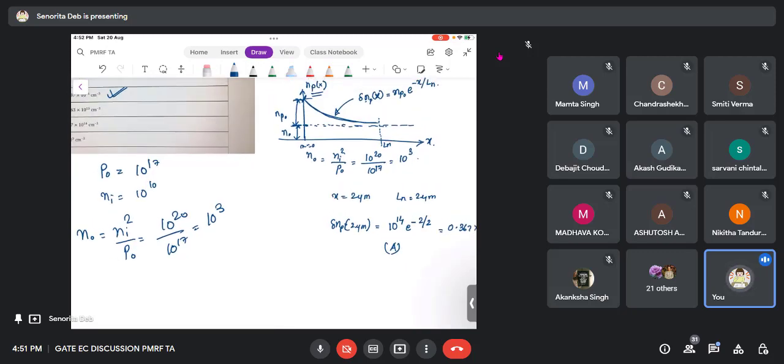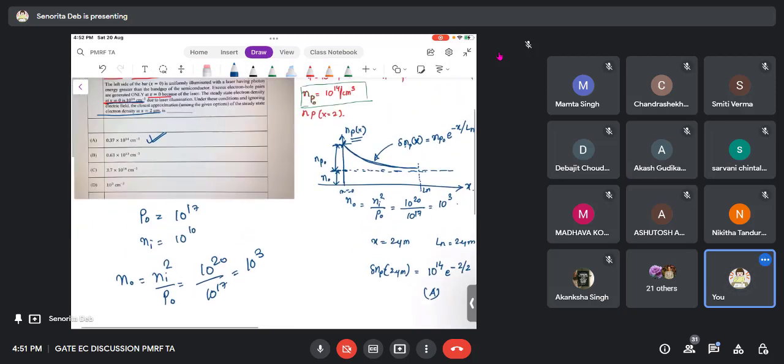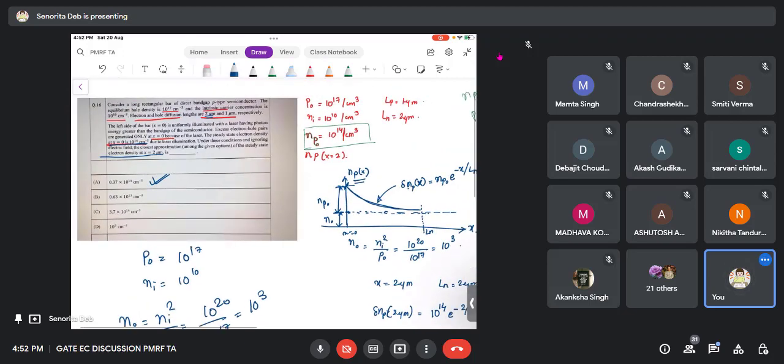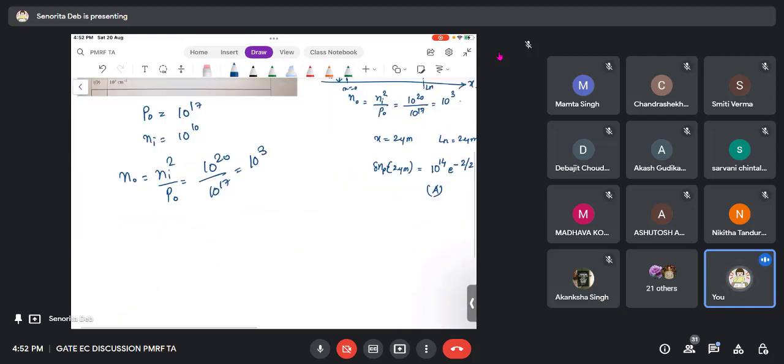But do I really need to find this? Let's see what they have asked. The closest approximation of the steady state electron density, right? So what is the steady state electron density? The total density is n naught plus delta n, and this is given as n naught plus, what is it?